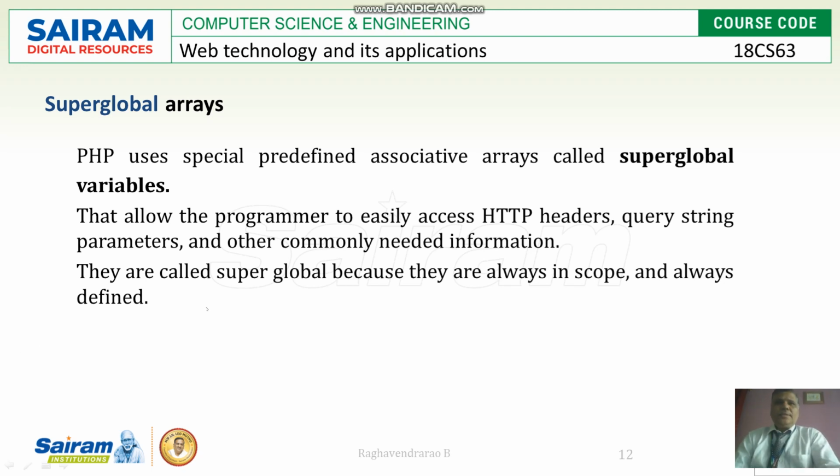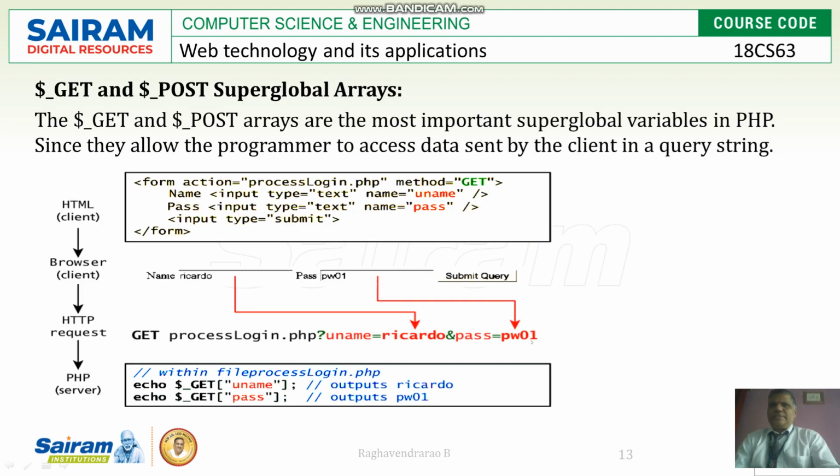They are called superglobal because they are always in scope, meaning they are always in the global declaration, already defined. Examples are $_GET and $_POST. These are the two superglobal variables. So what do these variables do? They are the most important global variables. They allow the programmer to access data sent by the client in the query string.